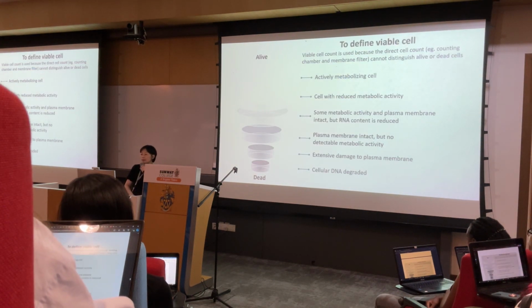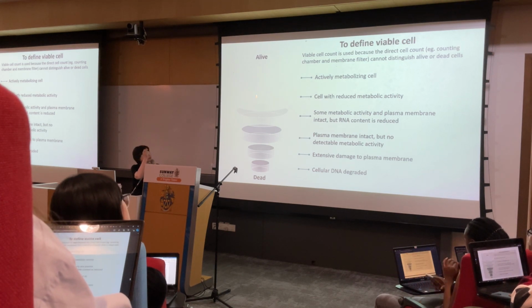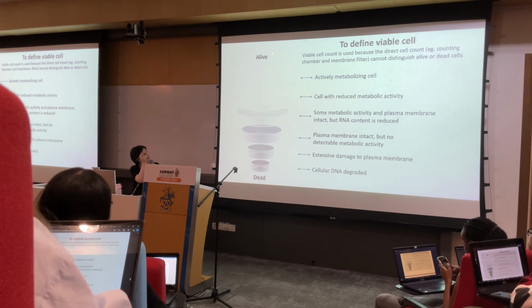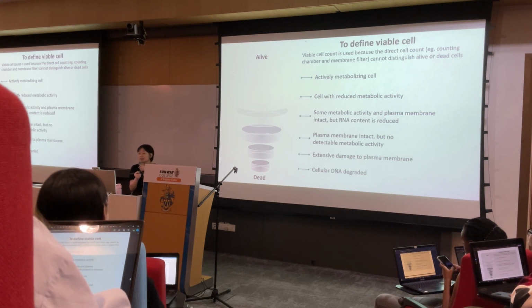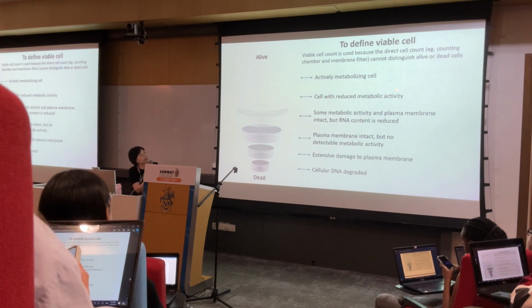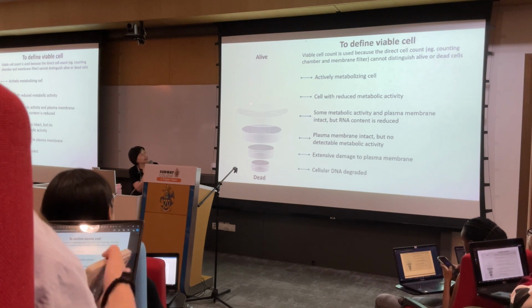How do you define viable cells? Can you see that? This is how you define it, right? This is alive. So alive is actively metabolizing cells. Then you will start to see less activity. So a cell with reduced metabolic activities, then there is a degree.